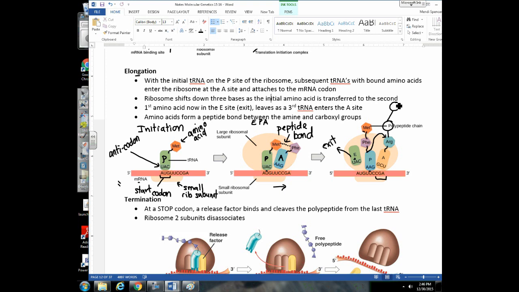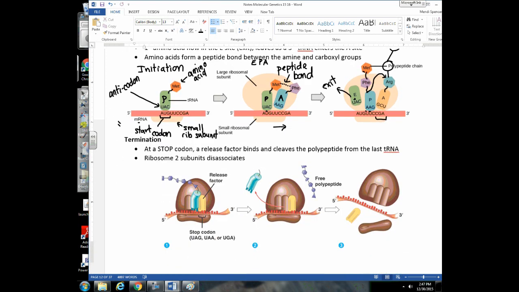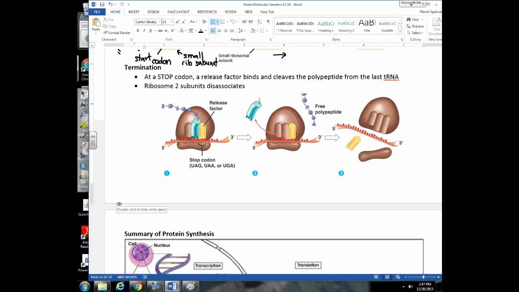And again, this tRNA is going to be in the E site when the ribosome shifts down, and the A site is going to be open. So more and more tRNAs are going to be bringing these amino acids to add them to the polypeptide chain. Now let's talk about the termination. So if you remember on the codon chart, which I'm going to show you here in a little bit, there was some stop codons.